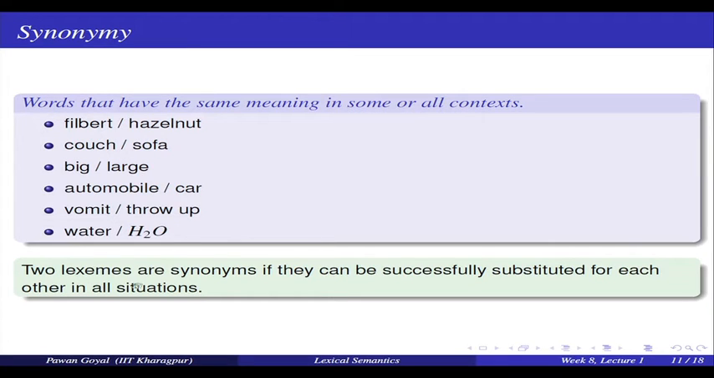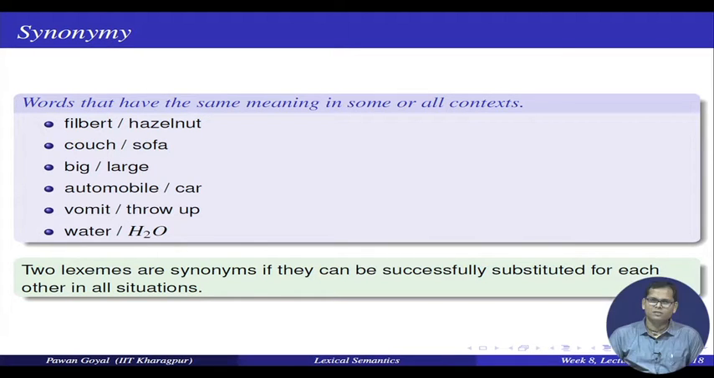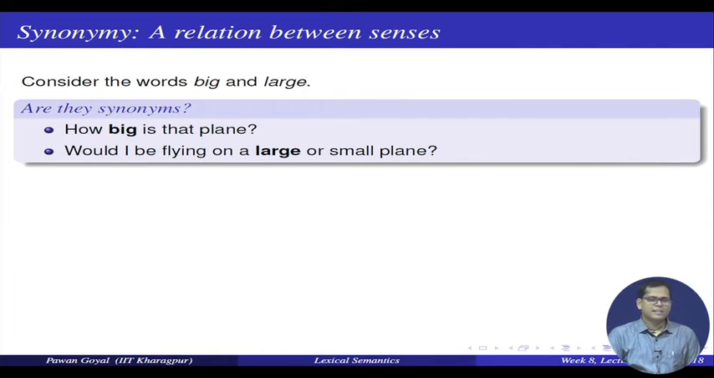So as such, we can call two lexemes synonyms if they can be successfully substituted for each other in all situations, but this is not actually the case. You cannot, in general, substitute them in all places. You can probably do it in most places, but not everywhere. So now let's take an example.